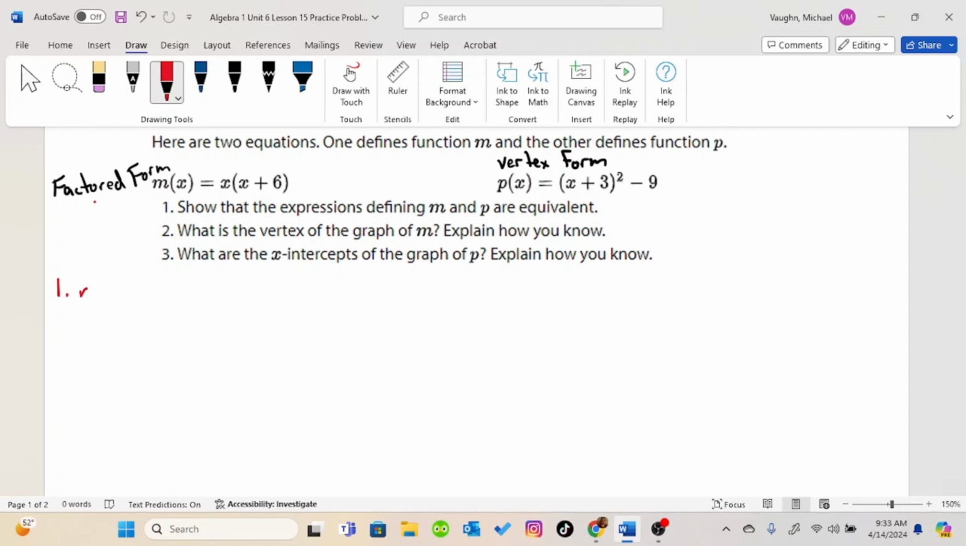So m of x equals x times x plus 6. X times x equals x squared. X times 6 equals 6x. And now I have standard form.